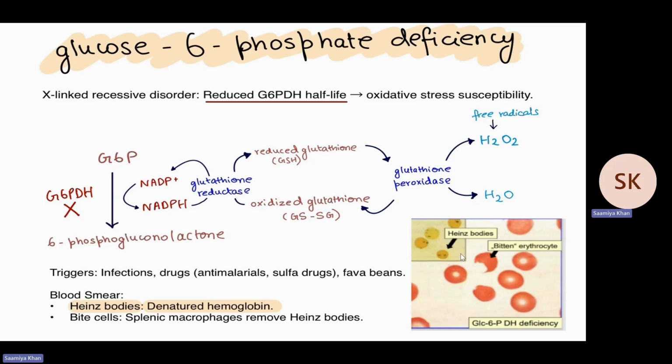And when we look under a blood smear, we can see Heinz bodies, and Heinz bodies are basically denatured hemoglobin because of the oxidative stress. What happens is that the macrophages will try to remove these Heinz bodies, which will result in a bitten erythrocyte. It looks like someone bit it, which is the macrophages in this case.